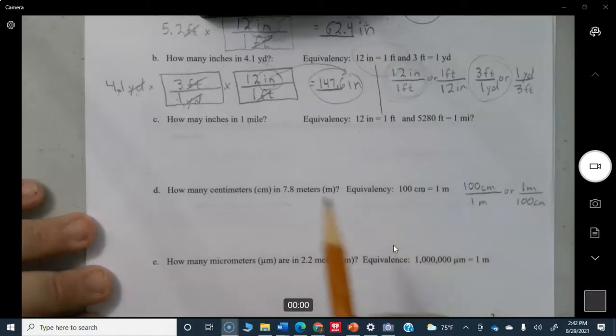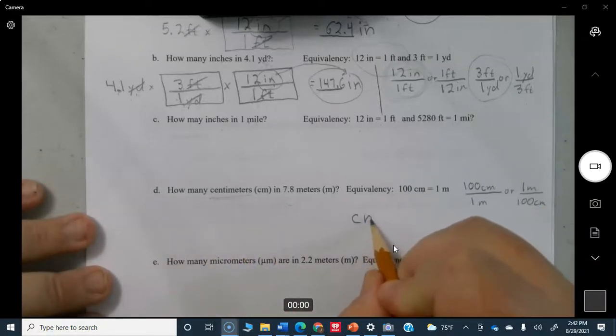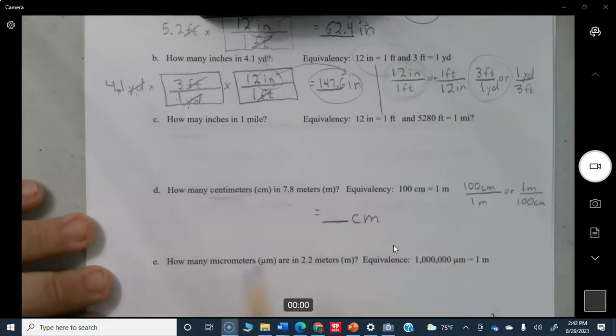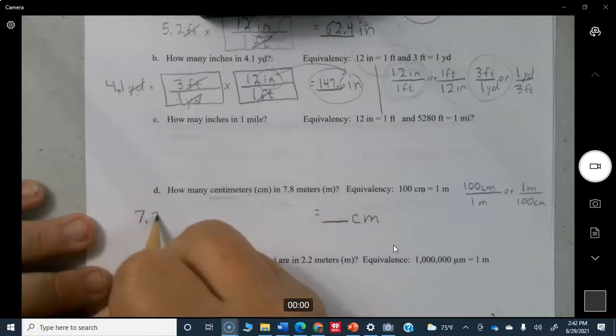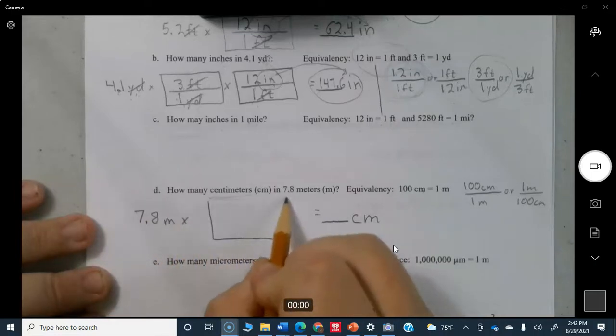All right. So what are we trying to find? We're trying to find centimeters, and we use the abbreviation cm. I like to draw a line because that's where my final answer is going to go. And then we're starting off with 7.8 meters, m. And it's only 1 conversion, so I'm just going to put 1 box there.